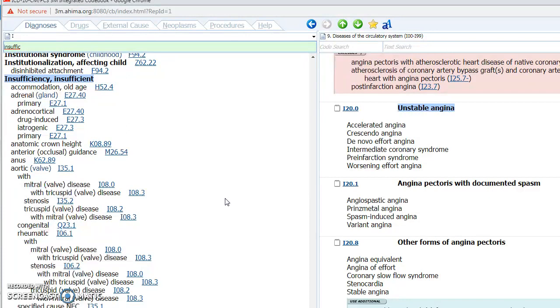Whenever you have mitral valve stenosis, you assume that it's rheumatic. Now, insufficiency by itself, you do not. So again, we have mitral valve stenosis and insufficiency. We again are combining stenosis, it's rheumatic.